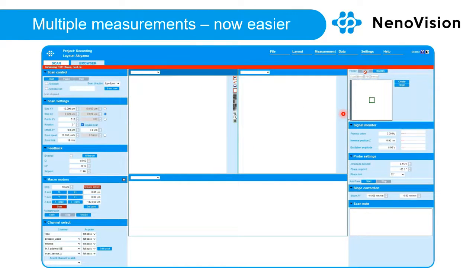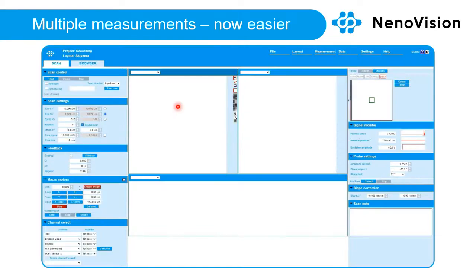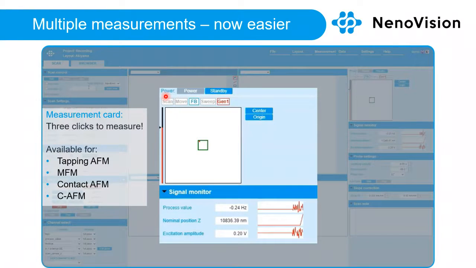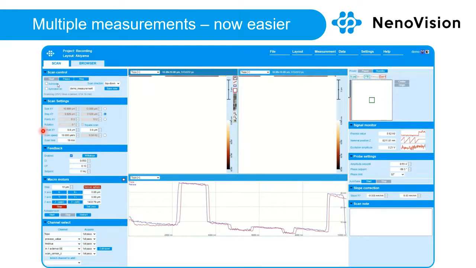Thankfully, the start of the measurement is quite easy. We just turn on the microscope and automatically sweep the probe. Afterwards, we get to the contact and we can start the measurement. So in 3 clicks, we can get the image. It's quite easy to exchange the probe and measure different properties.